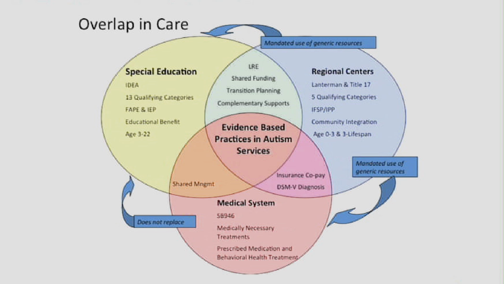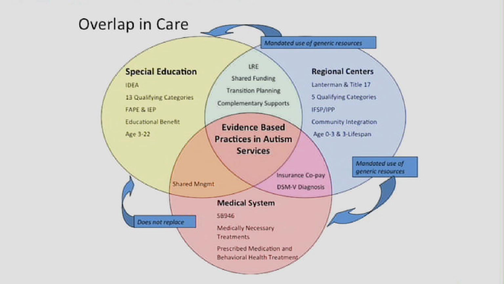This is mirrored over on the regional center side, where you have Lanterman and Title 17, which are the guiding legal codes for regional center services. We have 5 qualifying categories, and our services are driven by the IFSP and the IPP. The IFSP is an individualized family service plan, and that's part of the Birth to 3 program. And then the IPP, or individual program plan, is part of the 3-to-lifespan services offered under Lanterman.